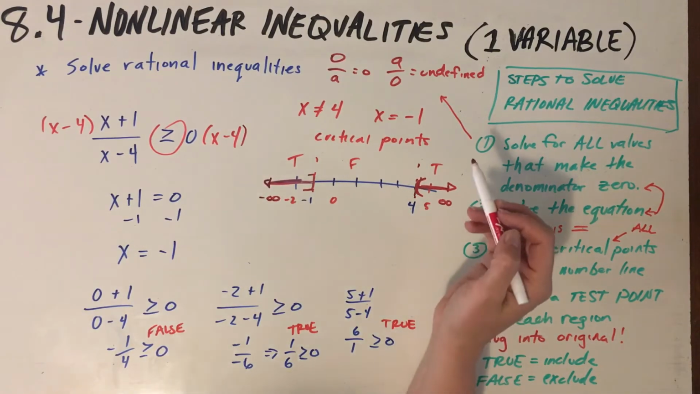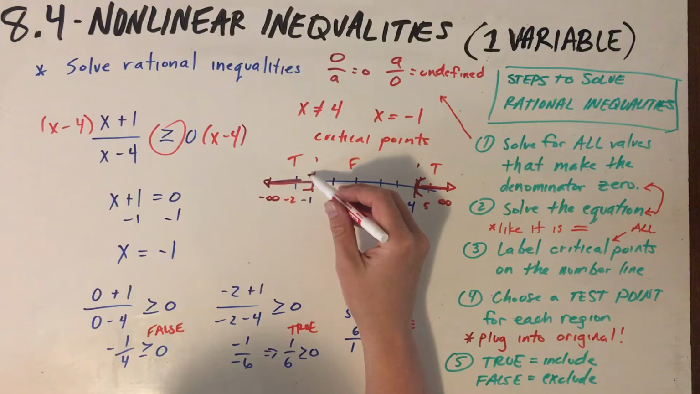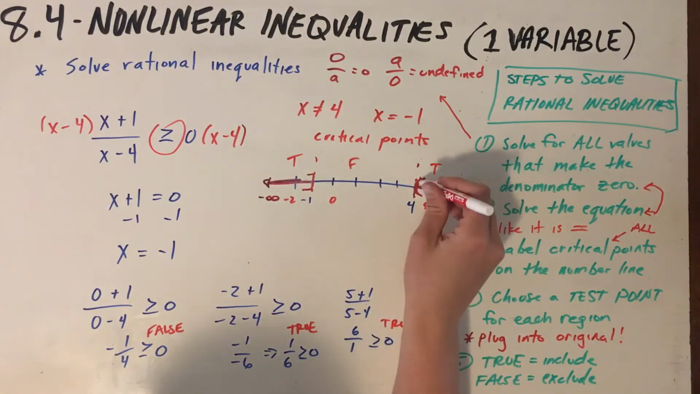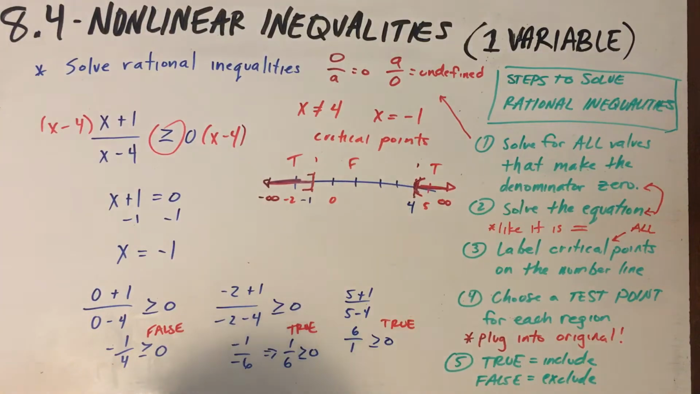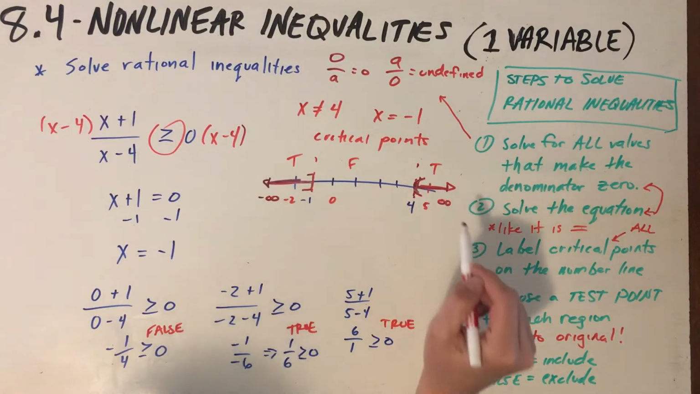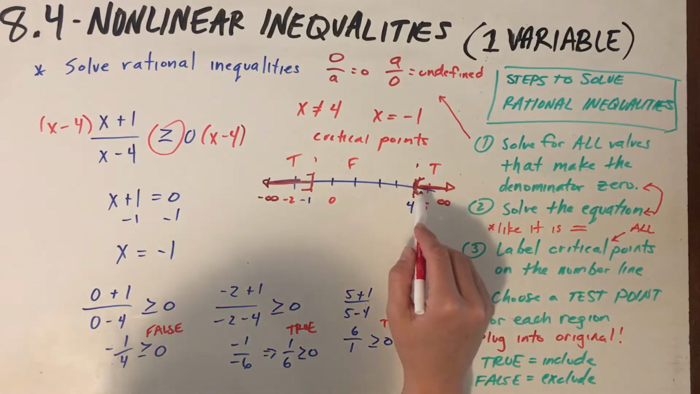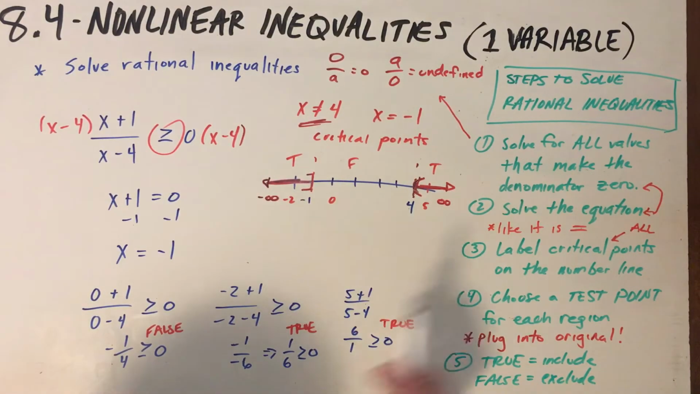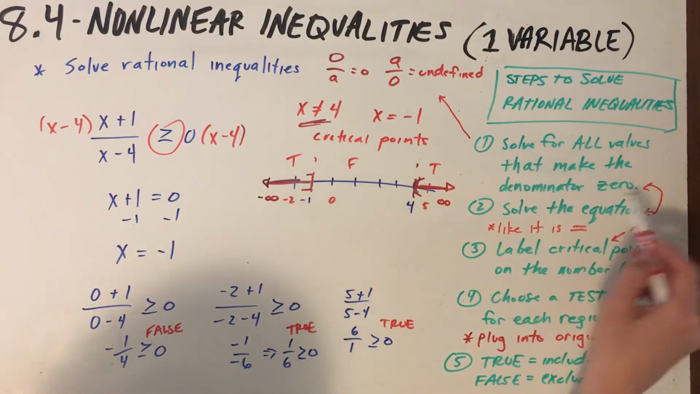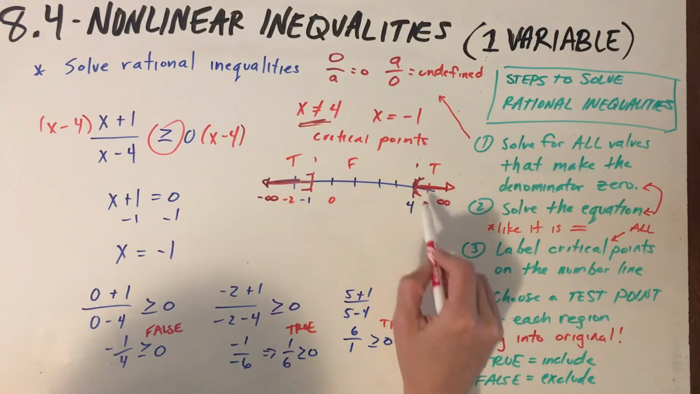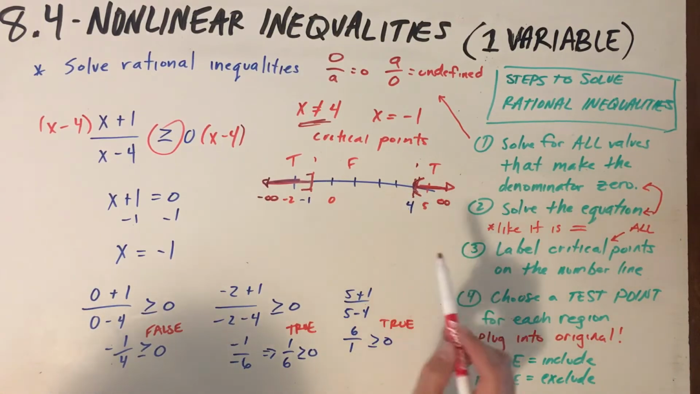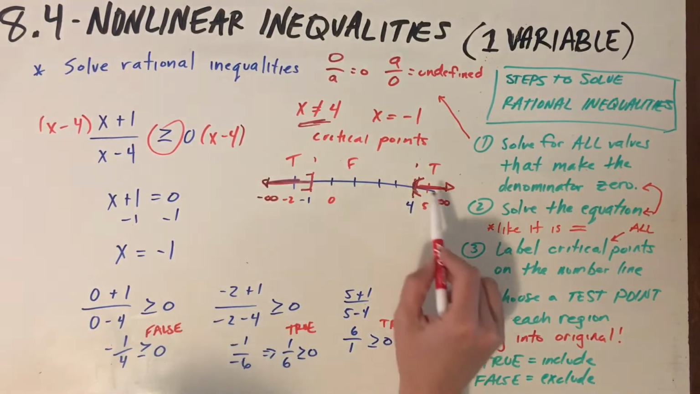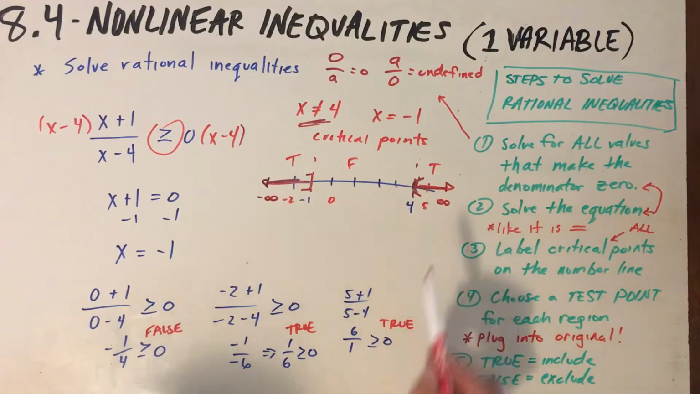To right where we left off, we had decided that we're going to include the value of -1 because of this sign right here has the equal to statement. But when we got to this 4, the way that we decided that this would be a parenthesis is that that value cannot be included. So values that you find from step 1 here have to have a parenthesis. They cannot have a bracket because they can't be included. So this is going to go from 4, not including 4, all the way to infinity.